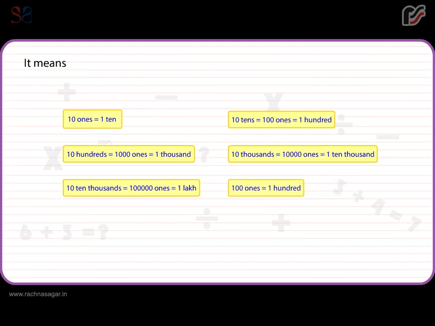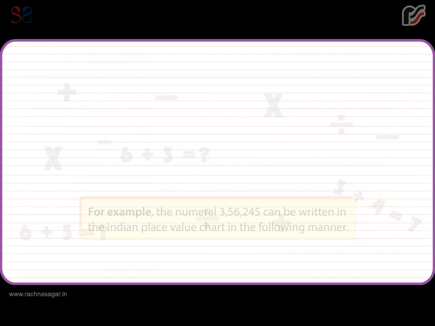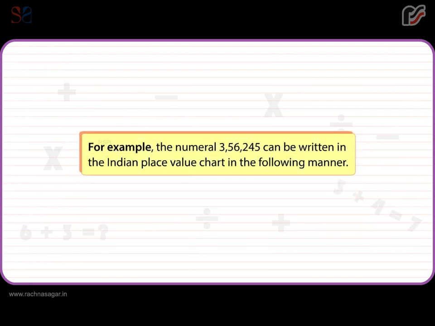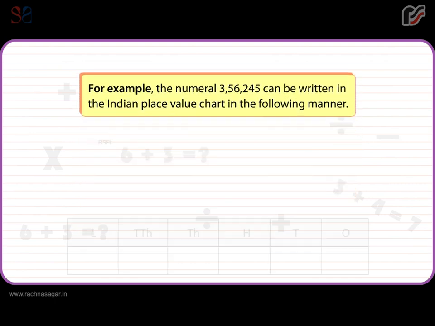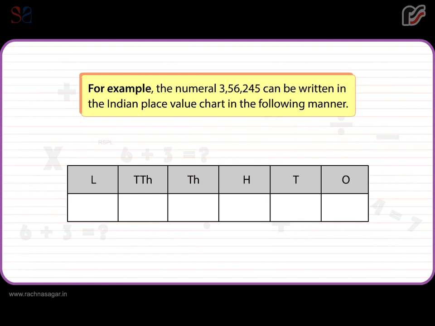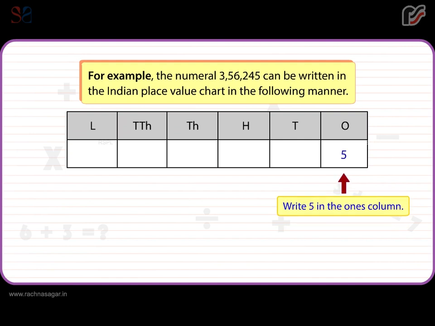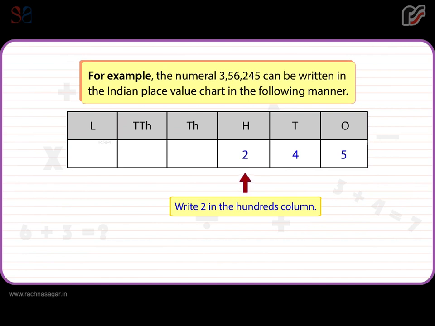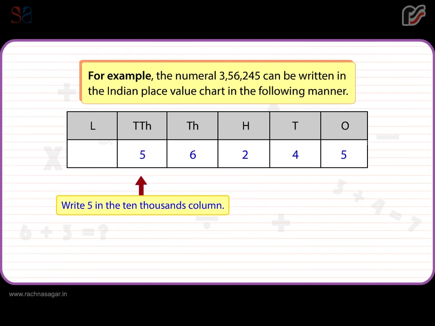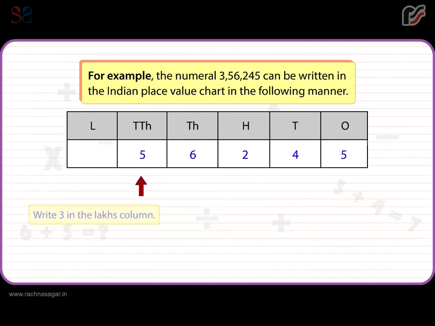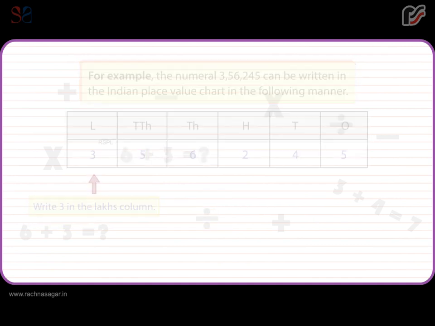100 ones is equal to 100. 100 tens is equal to 1,000. 100 thousands is equal to 1 lakh. For example, the numeral 3,56,245 can be written in the Indian Place Value Chart in the following manner. Write 5 in the ones column, write 4 in the tens column, write 2 in the hundreds column, write 6 in the thousands column, write 5 in the 10,000s column, write 3 in the lakhs column.